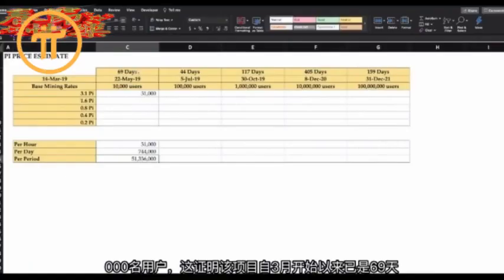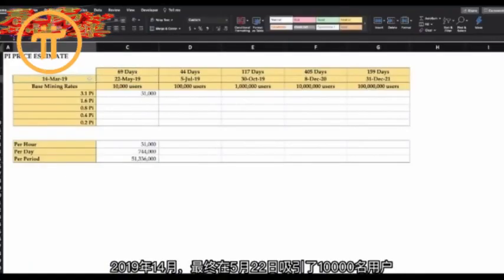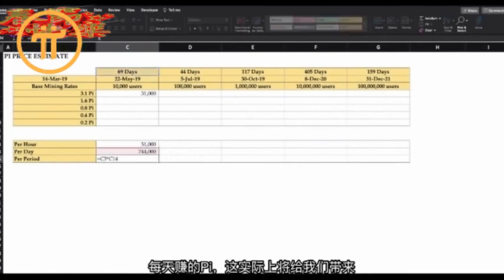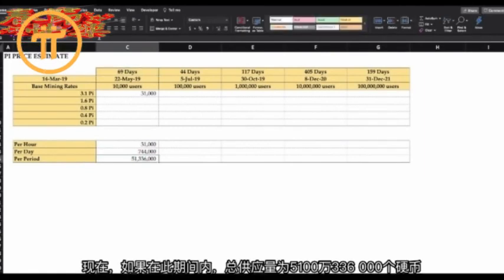And this turned out to be 69 days since the project started on March the 14th, 2019, and finally hit 10,000 users on May the 22nd. And the only thing we need to do now is multiply the number 69 by the number of Pis earned per day. And that's actually going to give us a total supply of 51,336,000 coins during this period.